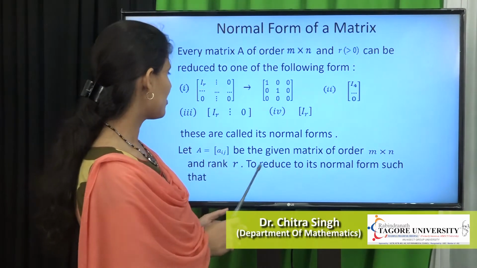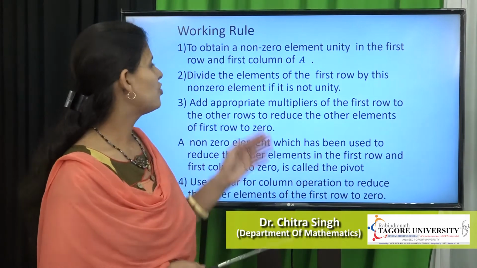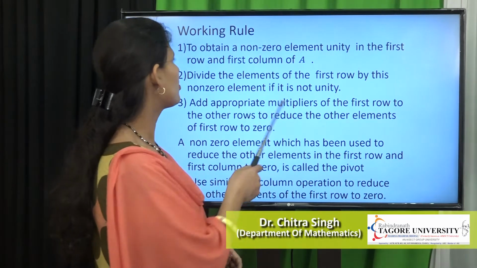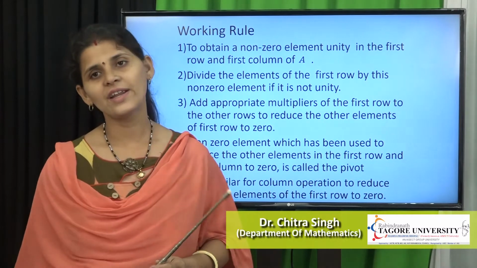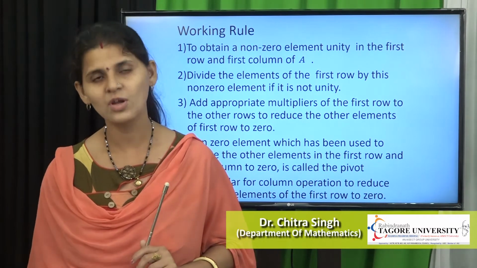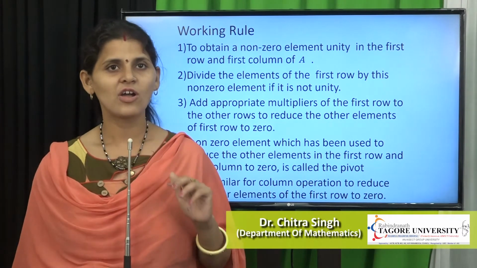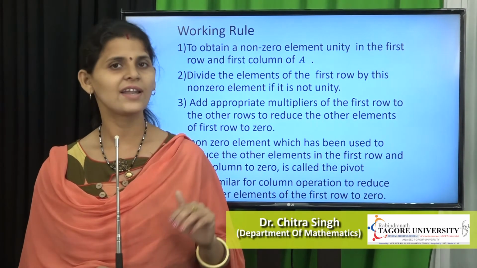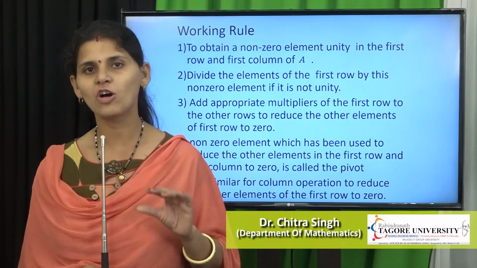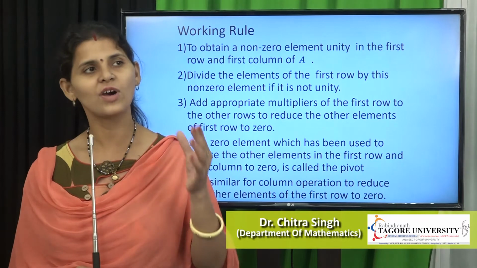Let A equal to [a_ij] be the given matrix of order m cross n and rank R. Working rule of the normal form of a matrix: obtain a non-zero element, unity, in the first row and first column of A. You see that students, we first make the first element of the row and column equal to 1, because in the normal form only the diagonal element is 1 and the other elements are 0.